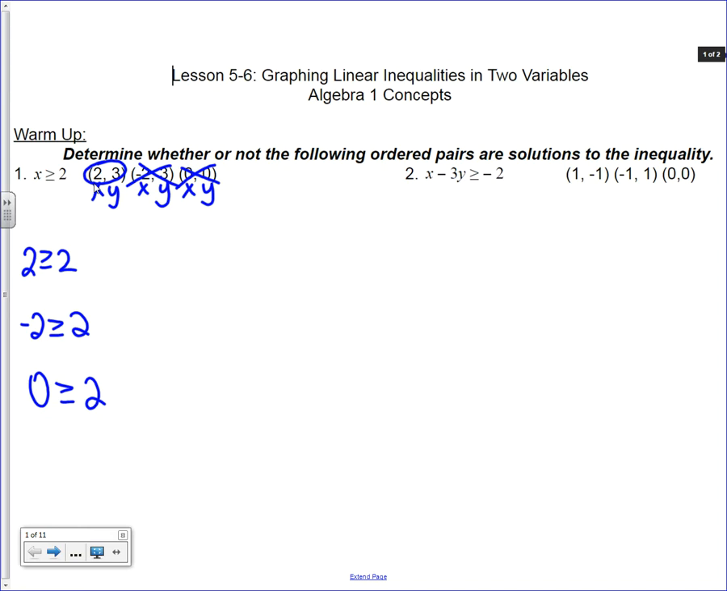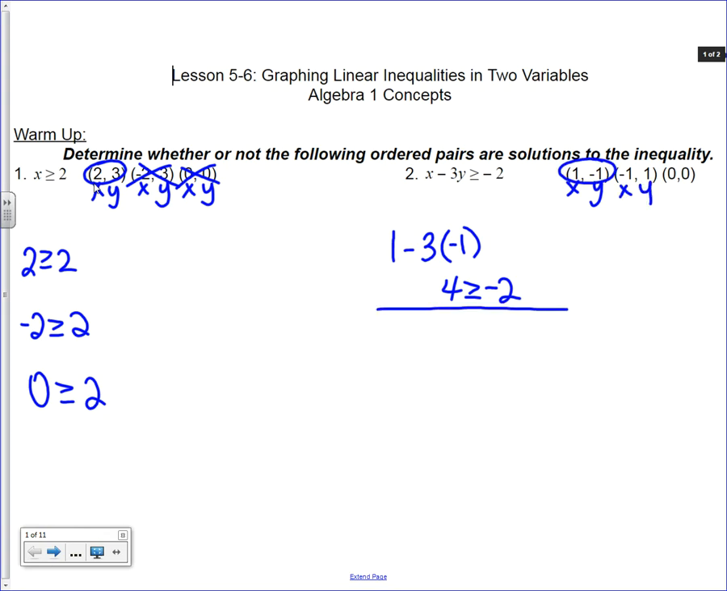Make sense, okay? And we're going to do the same thing with the second one. Here's my X. Here's my Y. Let's plug them in. What am I plugging in for X? Minus 3 times the Y. So grab your calculator, type it in. Tell me what you get. Is 4 greater than or equal to negative 2? Yes, it is. So that's a solution.